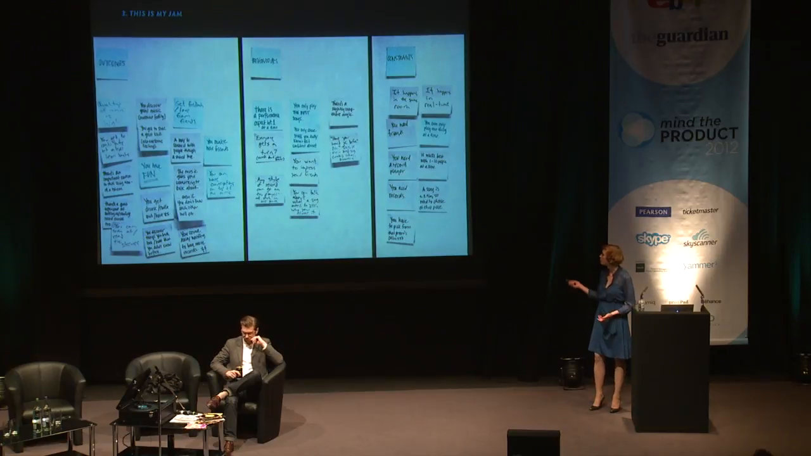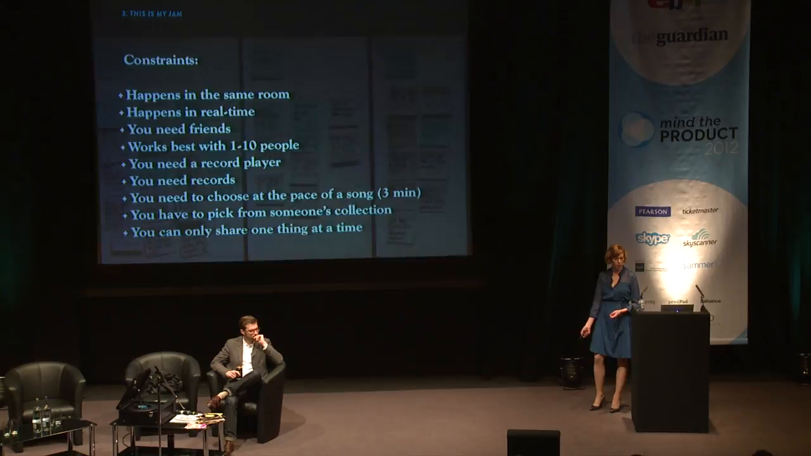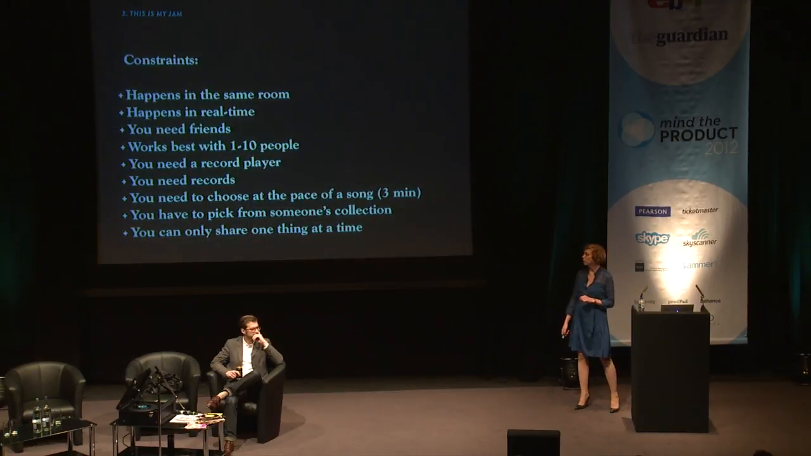For instance, you can only play one thing at a time on that record player. So I want to talk about these constraints in a bit more detail, because this is really what sets off the chain reaction. This is what gets the ball rolling here. Depending on which constraints you choose, that's going to elicit different behaviors, and you're going to have different outcomes, right?